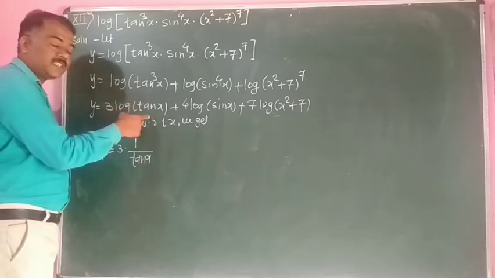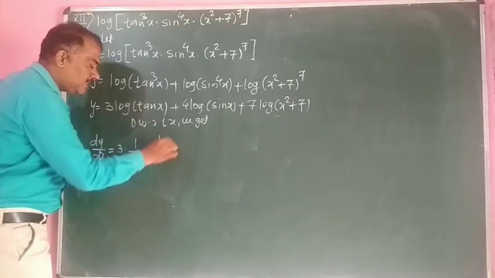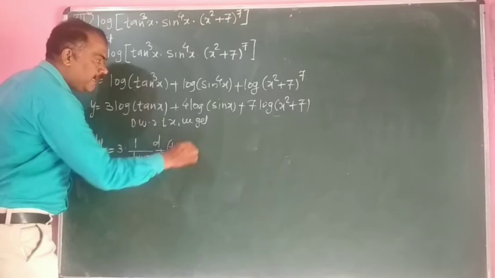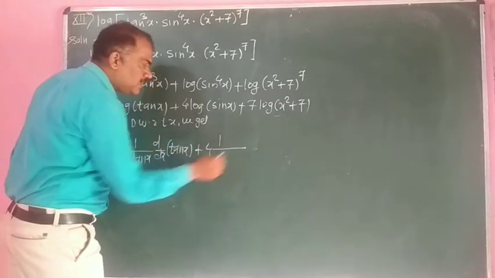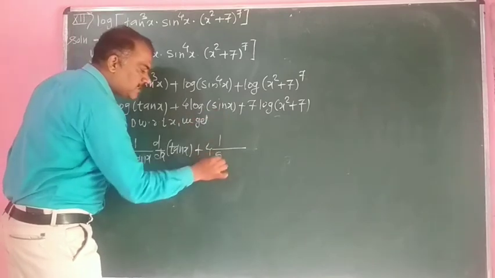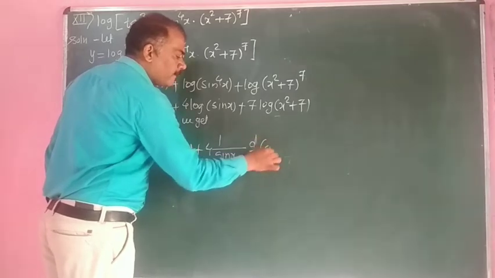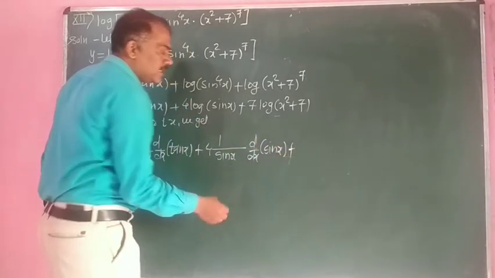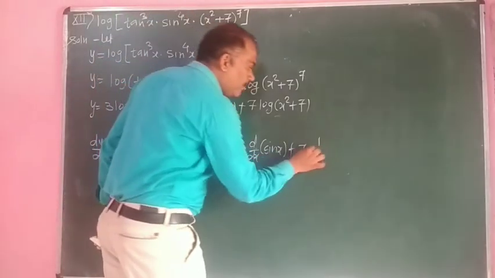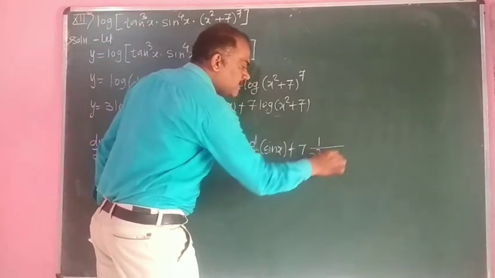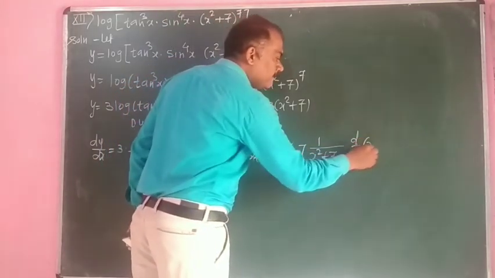Logarithmic function is expressed in terms of the trigonometric function. Now we have to take the derivative of this: 3 times d/dx of tan x, plus 4 into the derivative of log, which is nothing but 1 upon x. Instead of x, sin x is there, into d/dx of sin x, plus 7 into the derivative of log, that is 1 upon x; instead of x, x square plus 7 into d/dx of x square plus 7.